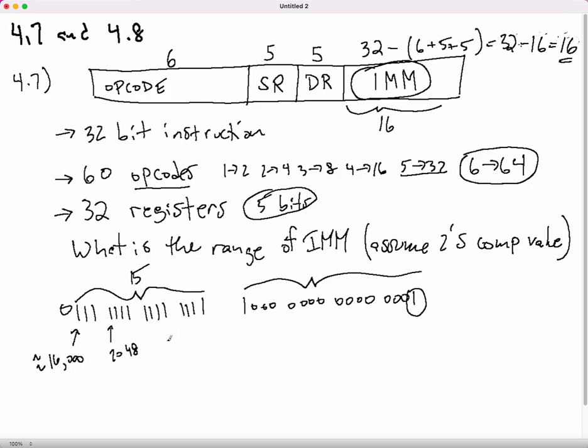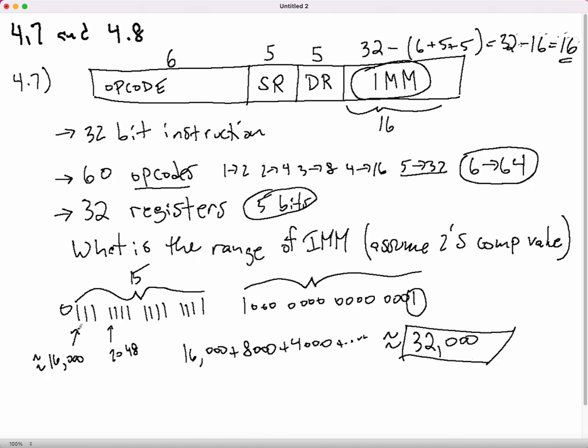But remember, I'm adding all of these up. So I'm adding up 16,000 plus 8,000 plus 4,000 plus, and this gets me approximately to 32,000. So the range of this thing over here is positive 32,000. This is going to be approximately minus 32,000. So the range is plus or minus 32,000 for the IMM. And that is the answer.